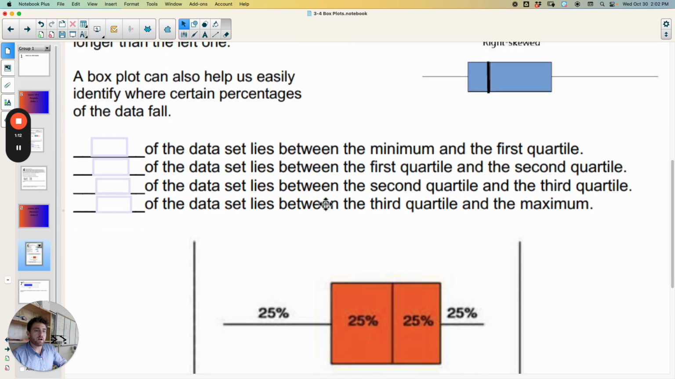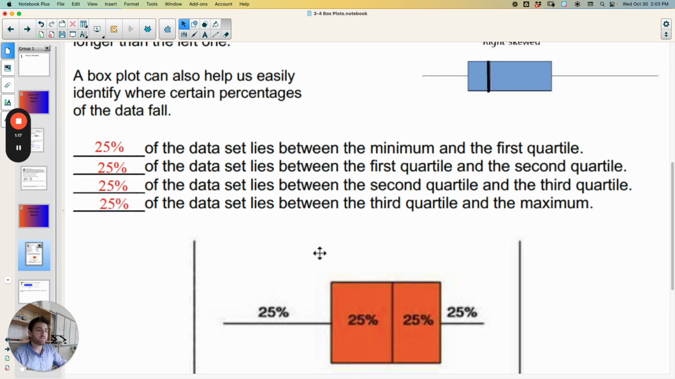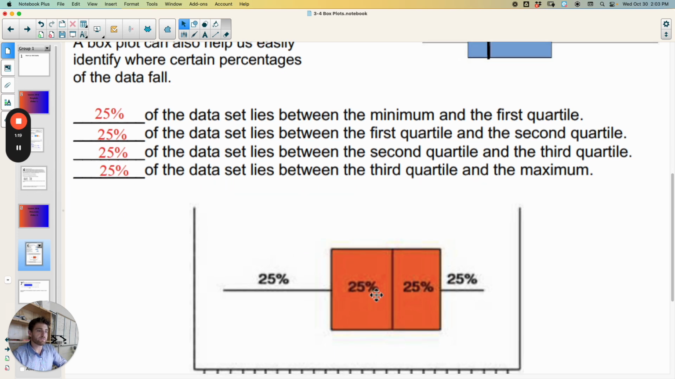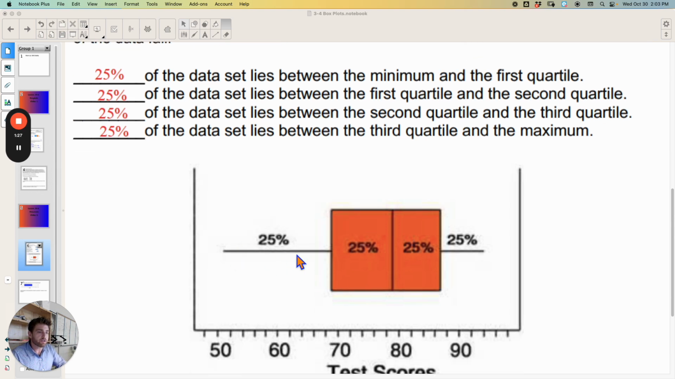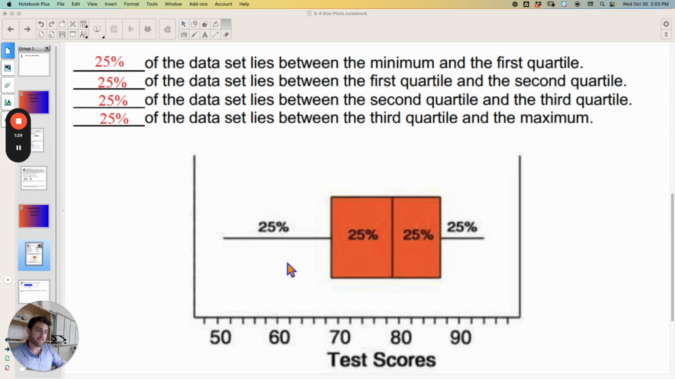Okay, so the next thing you need to write down is what we talked about earlier, that 25% of your data lies within each of these sections. So just because this section right here is spread out more does not mean there are more data values in there. It just means that the spread of that data is wider.